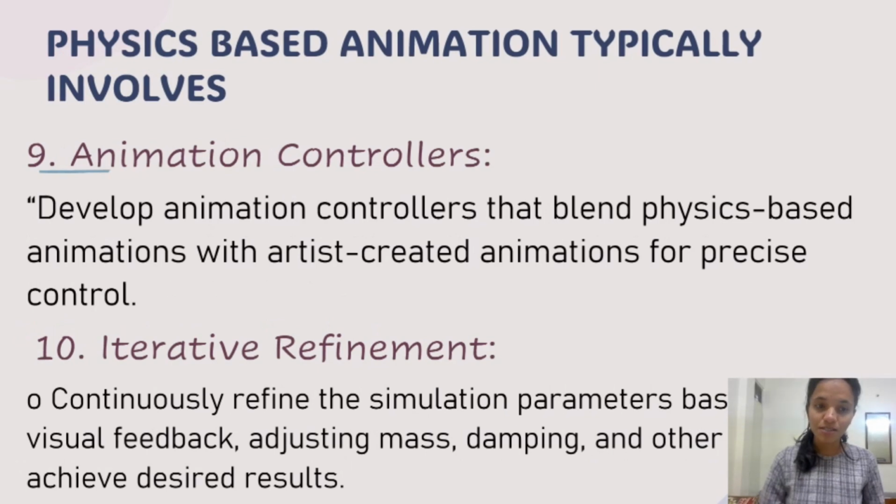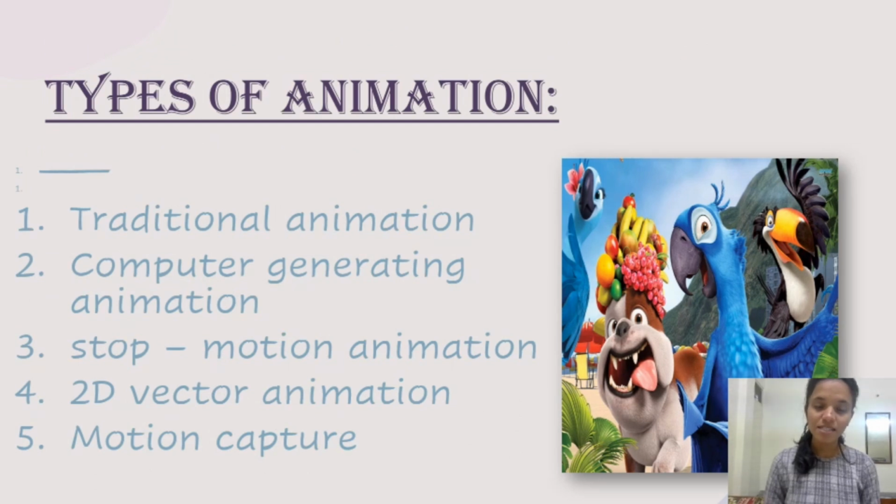Animation controllers. Develop animation controllers that blend physics-based animations with artist-created animations for precise control. Iterative refinement. Continuously refine the simulation parameters based on the visual feedback, adjusting mass, damping, and other factors to achieve desired results. The next is types of animation. In animation, there are 5 types of animation: traditional animation, computer generated animation, stop motion animation, 2D vector animation, and the last is motion capture.